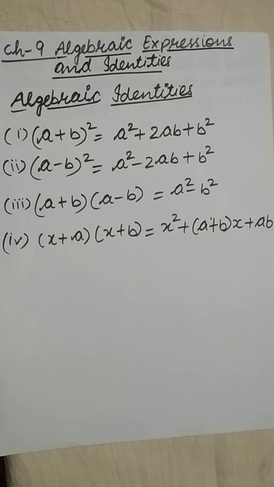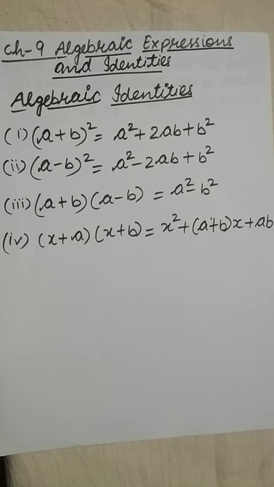Hello everyone, in this video we will do chapter number 9, algebraic expressions and identities, exercise 9.5. Firstly, I'll just introduce you to algebraic identities. An identity is an equality that is true for every value of the variable. Now here we have 4 identities which we are going to use for solving the questions of exercise 9.5.